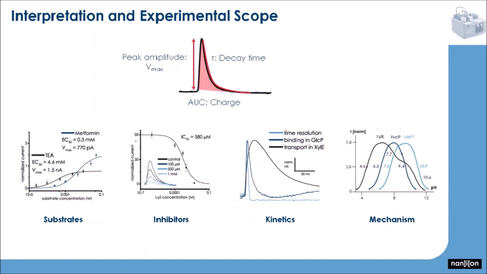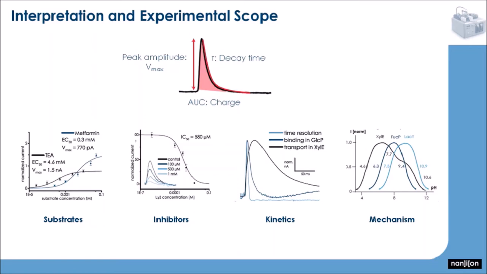Here we can see again this middle part of the signal. We also call it the on signal. Now we can look at the peak amplitude, for example, which reflects the transport rate or is proportional to the transport rate. We can also analyze the area under the curve, which reflects the total amount of charge which was transported. And if you want to go really in depth, you can also fit the decay of the current to get time constants, for example, a decay time.